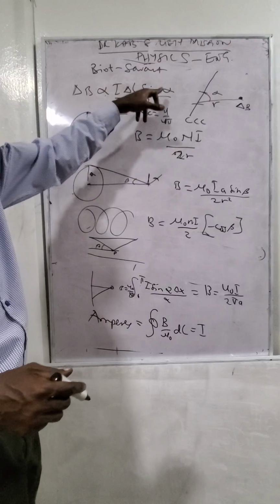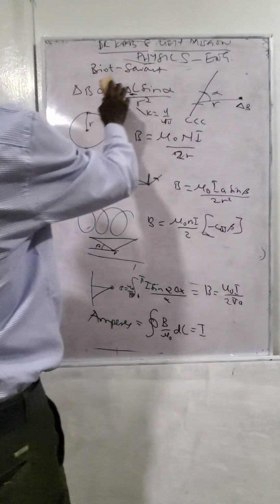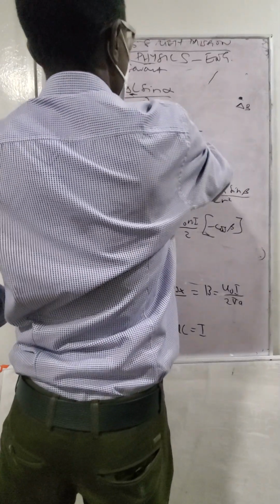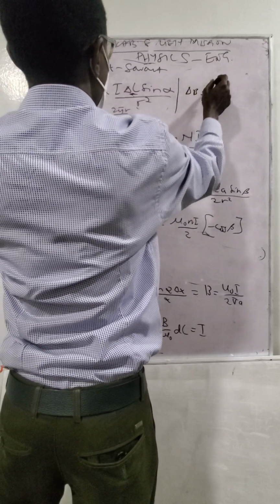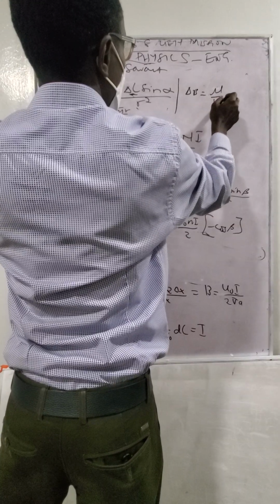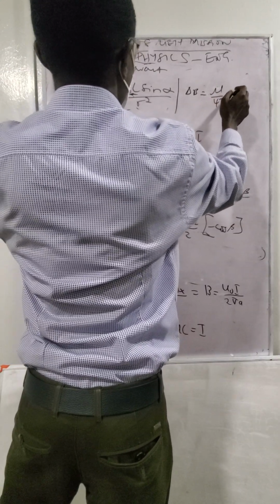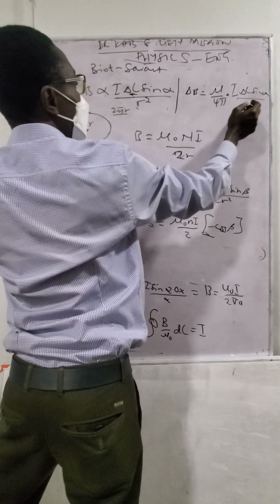I sine alpha 1, these two. So from that onwards, I think the next thing that we can do, this is what I mean. From here, you can get this. Change in B is equal to what? Your mu over 4 pi times your I, change in L, sine alpha over R squared.